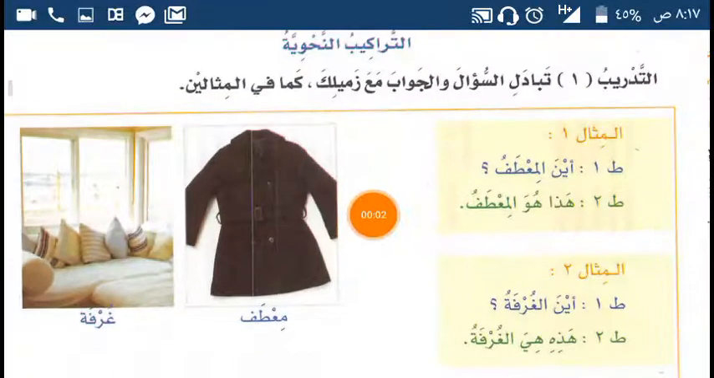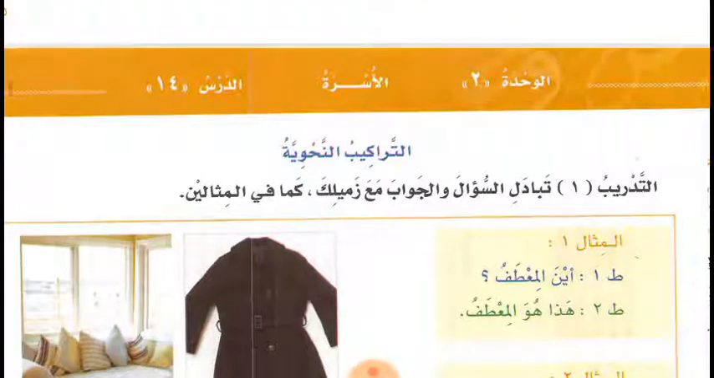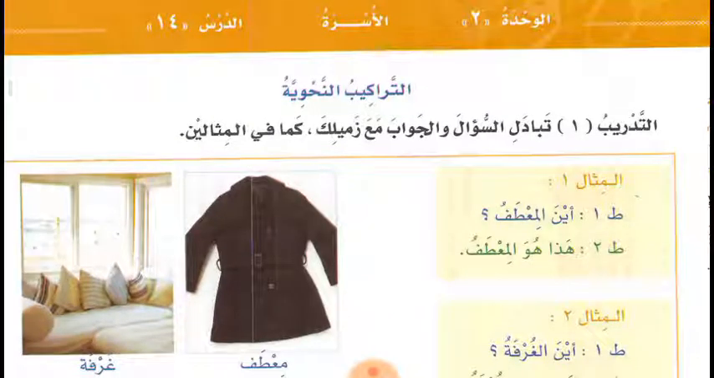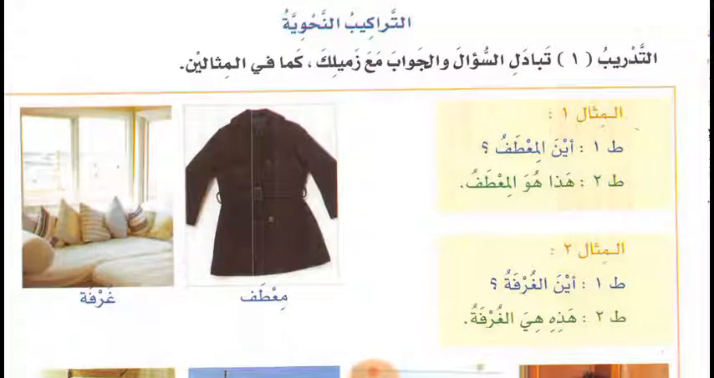Bismillah ar-Rahman ar-Rahim. Today we will study from the book Al-Arabiyyah Bayna Yadayk, page number 58 on PDF. At-Tarakib al-Nahwiya, grammatical structures. Ad-Darsu al-Rabi'a Ashar, 14th lesson. At-Tadrib al-Awwal, first exercise. Exchange the question and answer with your colleague as done in the two examples.